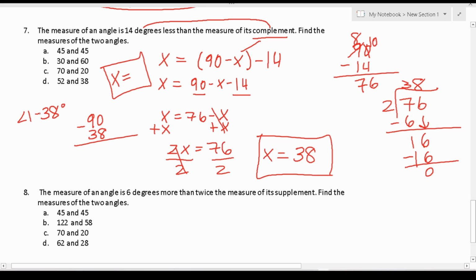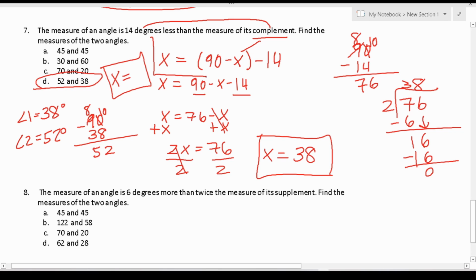So this is angle 1. 90 minus 38: 0 minus 8 we can't do, so we have to borrow. This becomes 8, this becomes 10. 10 minus 8 is 2. 8 minus 3 is 5. So the measure of angle 2 is 52 degrees. So these two angles are 52 and 38 degrees respectively, okay?